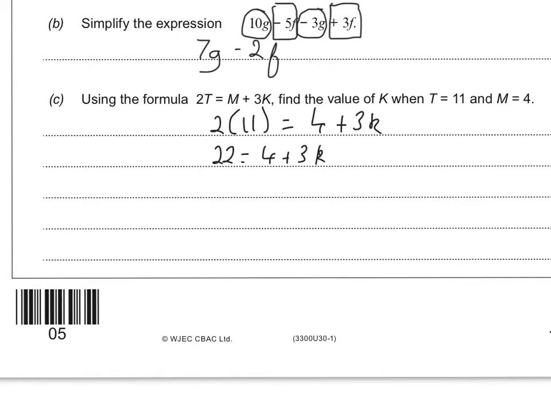We're now at our level 1 equation, and we can solve this by going through our normal steps. So we're going to subtract 4 from both sides to leave me with 18 is equal to 3k. We're then going to divide both sides by 3 because we've got 3 lots of k. So in order to find one lot, we need to split it up into 3 equal groups. So 18 divided by 3 is equal to 6. So the value for k is 6.